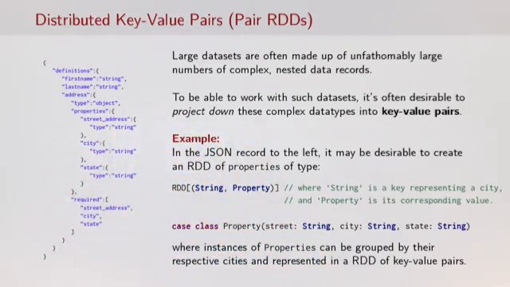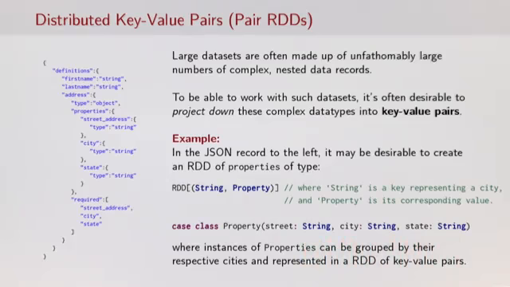So in this case, it may be desirable to create an RDD of properties of type pair string property, where the key of type string represents the city that a property is in, and the property type here represents the corresponding value like we see in the record to the left. We have a case class for it here, where the property contains a street of type string, a city of type string, and a state of type string.